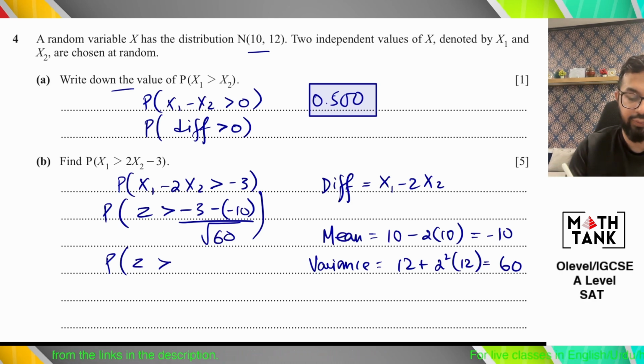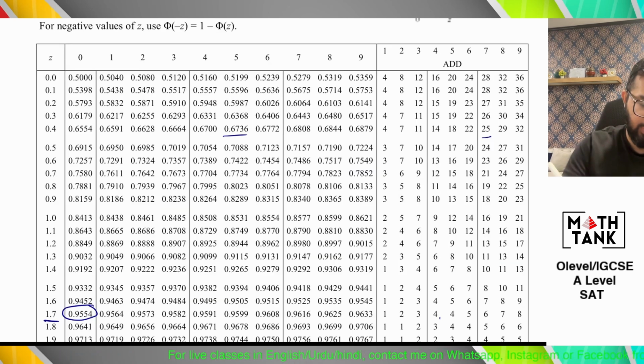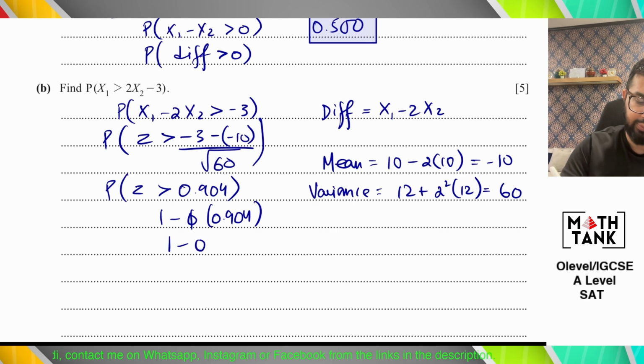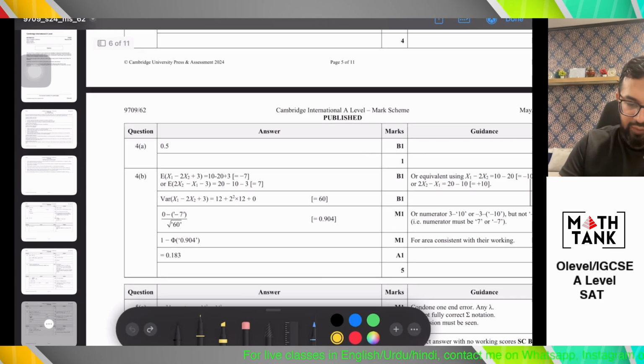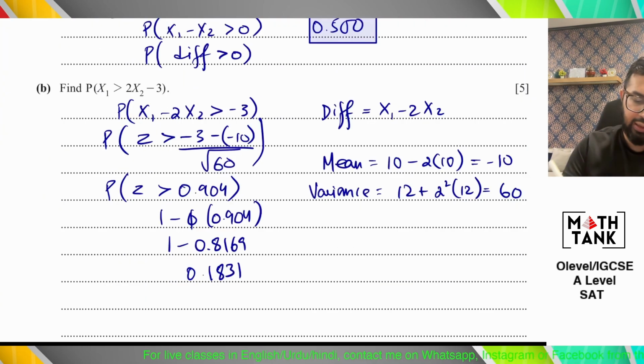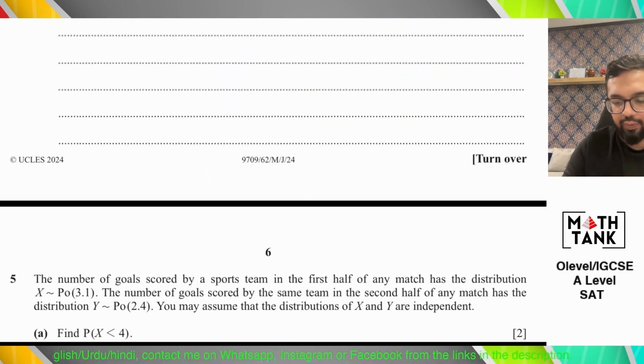0.9037, 0.904. Okay, let's check if that is the correct answer. Yes, that is the correct answer. I always forget to round off to 3 decimal places. That is what I should do at the end of every question.